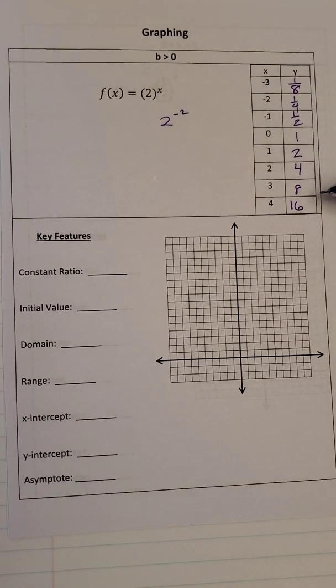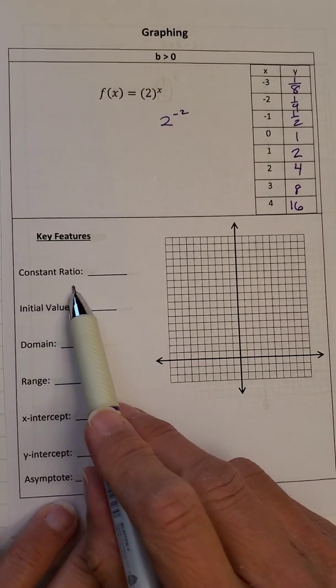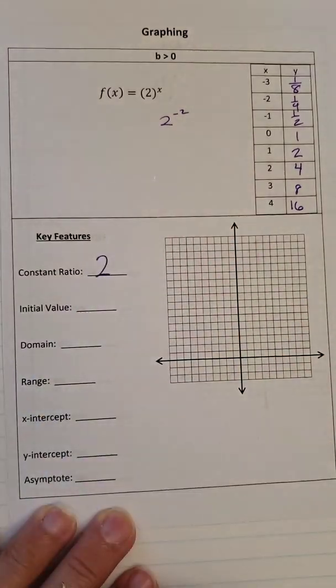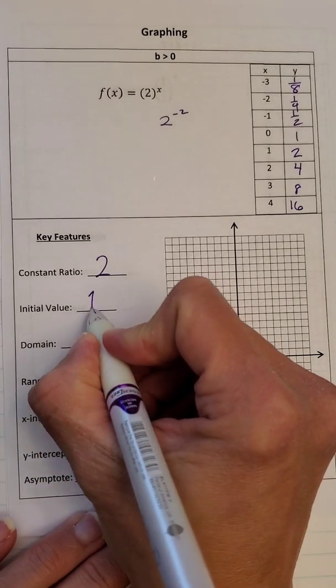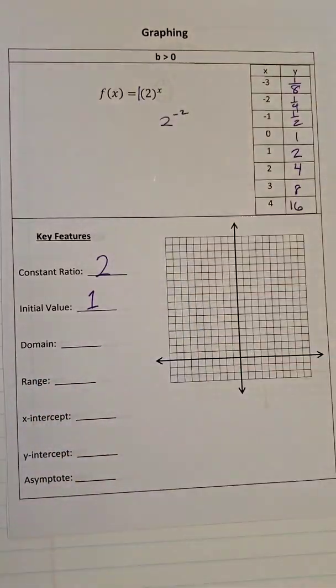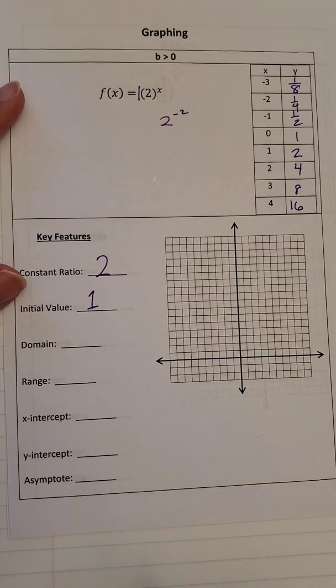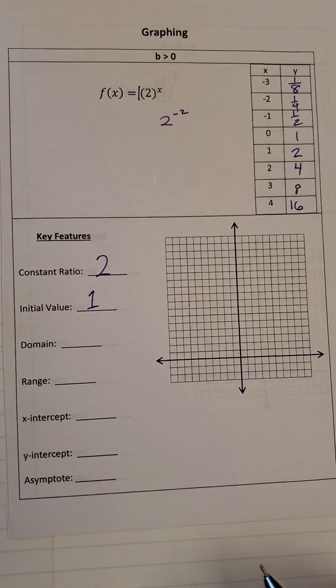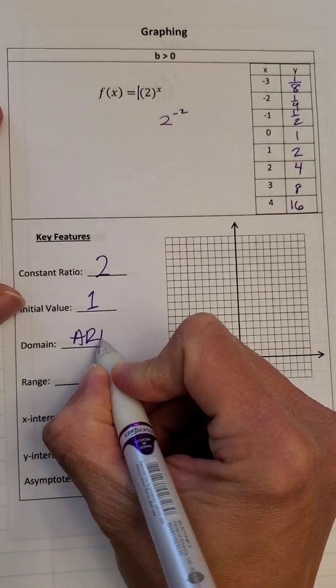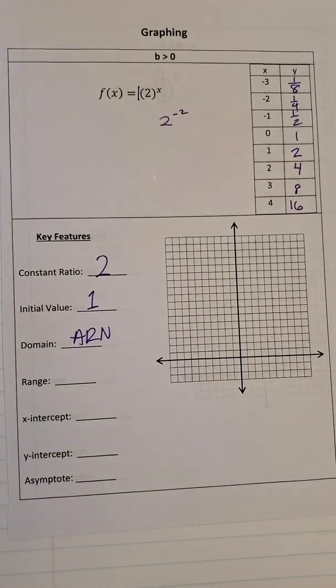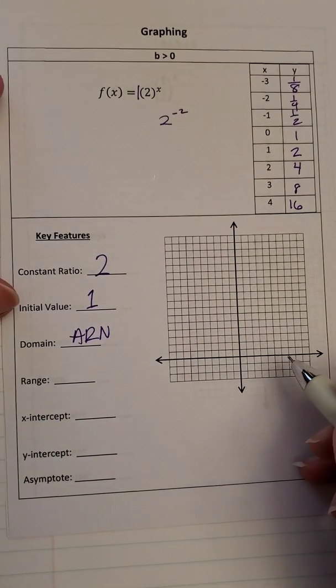That's how we can look at a function and see that. We can also look at a table and see that. So what is our constant ratio? It is 2. What is our initial value? Well, there wasn't one because I'm starting off pretty simple. So when there isn't anything there, the initial value is 1. We don't need to write a 1 there. What's the domain? We talked about that for the exponential functions we're doing. It's just going to be all real numbers, so I'm going to put ℝ for all real numbers. Let's graph it and then we'll talk about the rest of these.